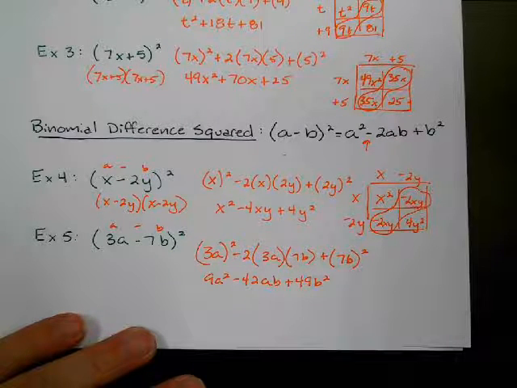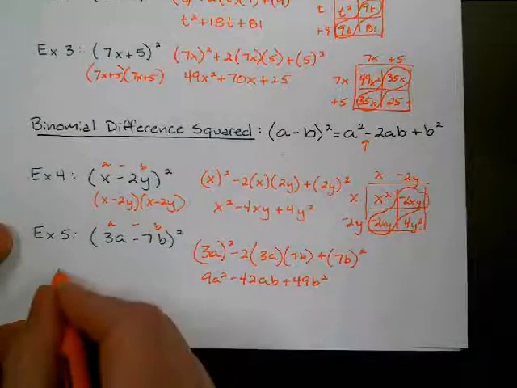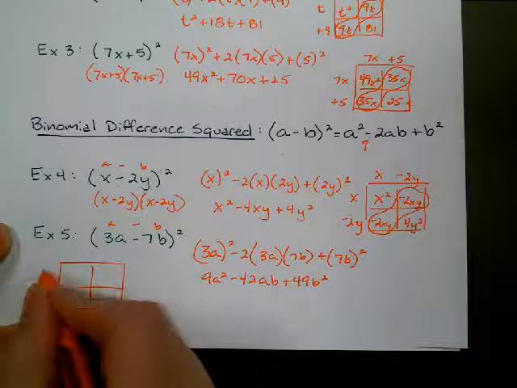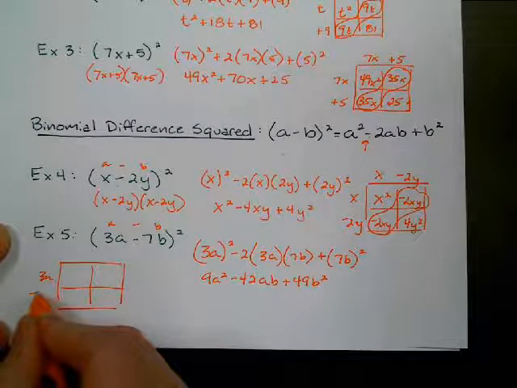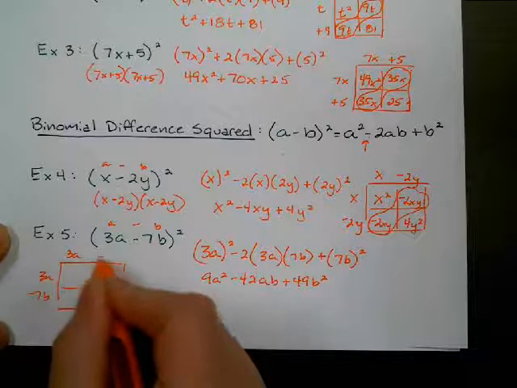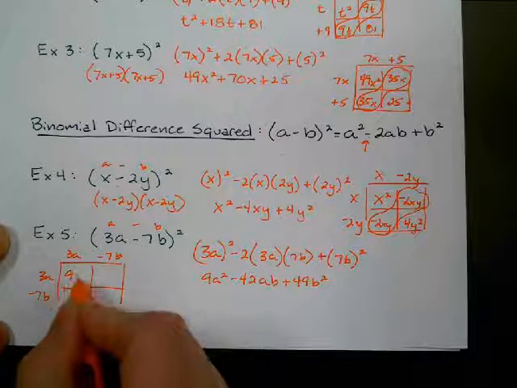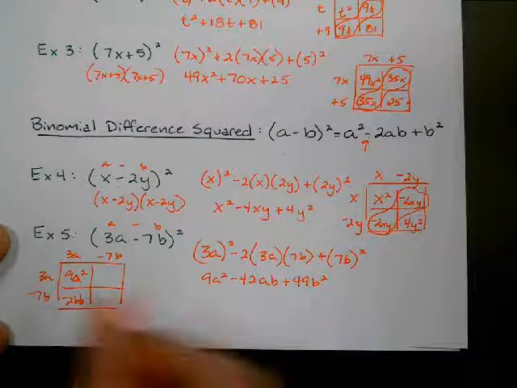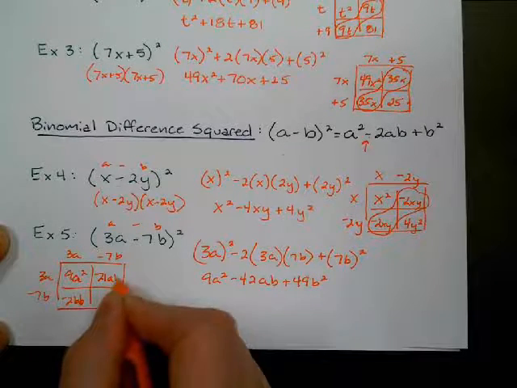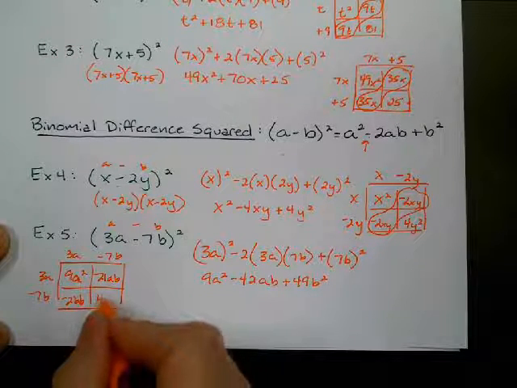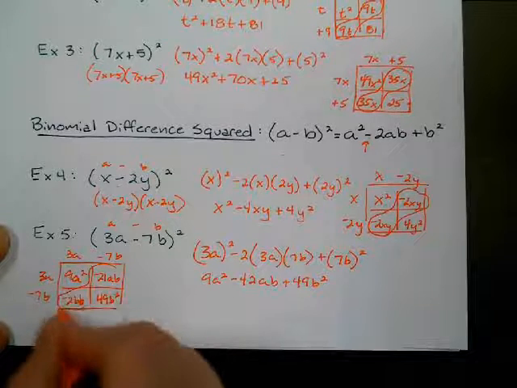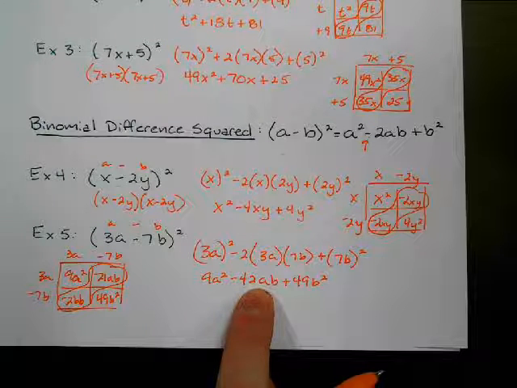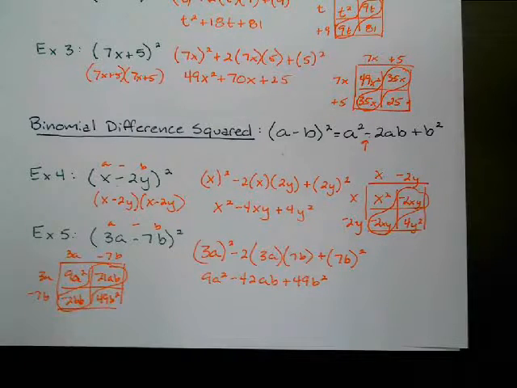And again, if you like, you can do your area model. You got 3a minus 7b and 3a minus 7b. So this is 9a squared. This is negative 21ab, and negative 21ab, and positive 49b squared. These two terms right here are where I'm getting the negative 42ab from, because it's 21ab and 21ab. All right, we are almost there.